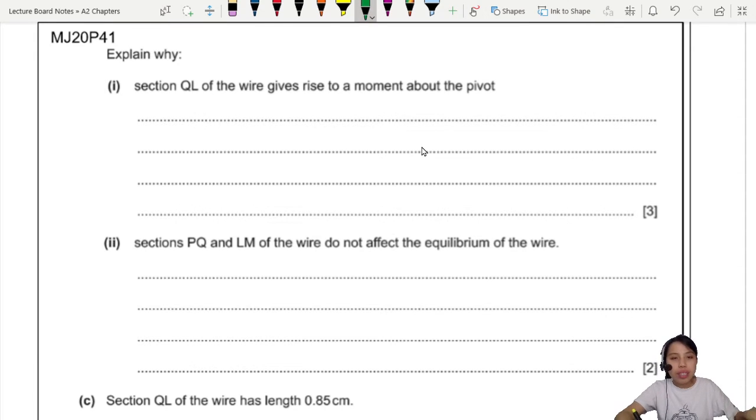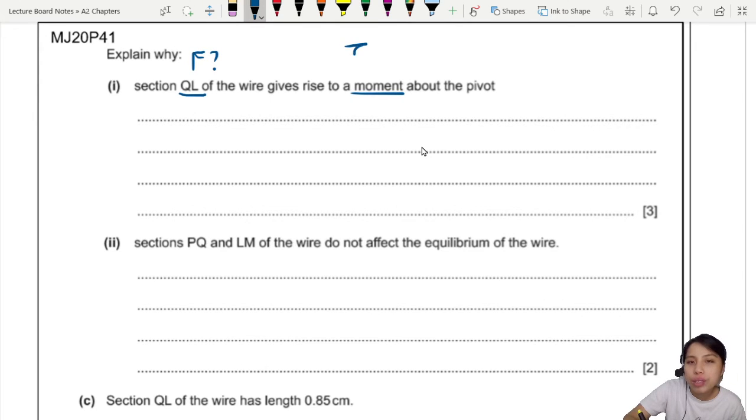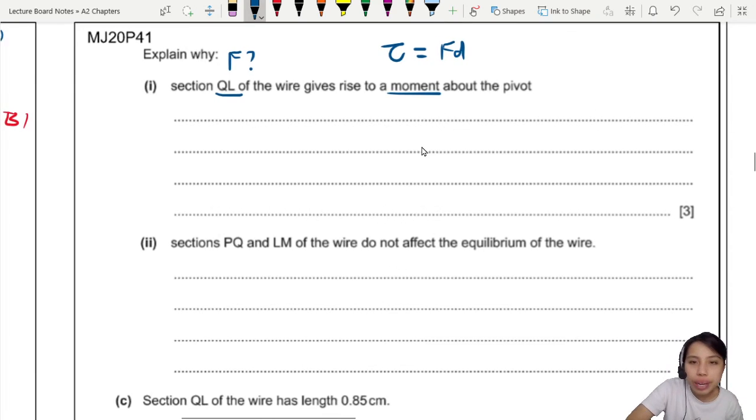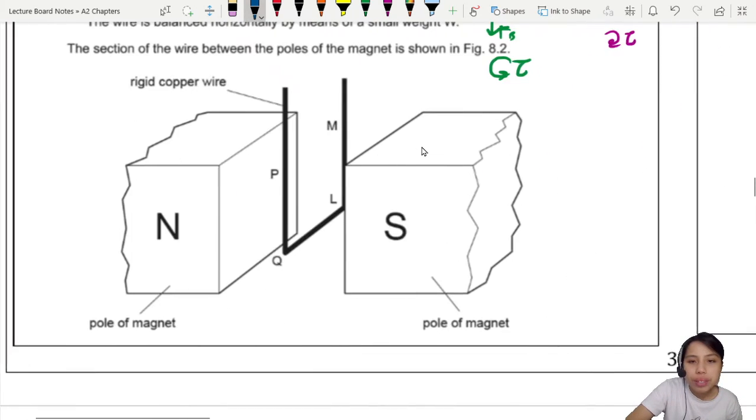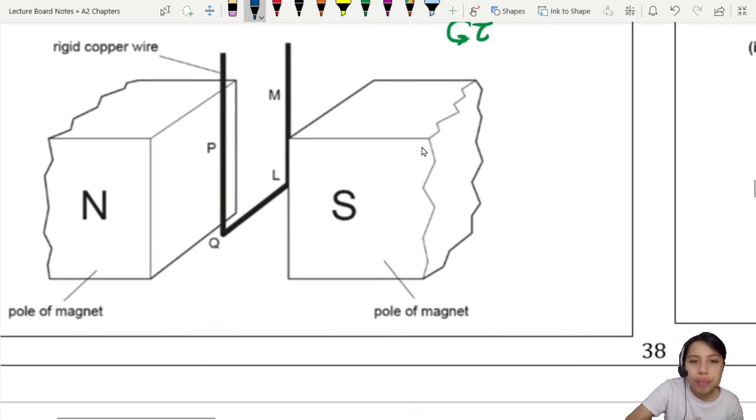So first you need to see, is there a force acting on QL? If yes, how is that related to moment? So remember, moment or torque equals force times distance to pivot. Oh, must remember your AS. So let's go and see what QL is. Where is QL? Okay, let's look at this one first.